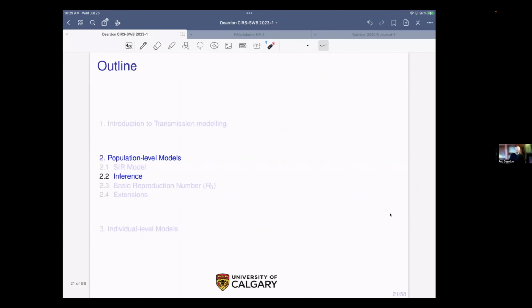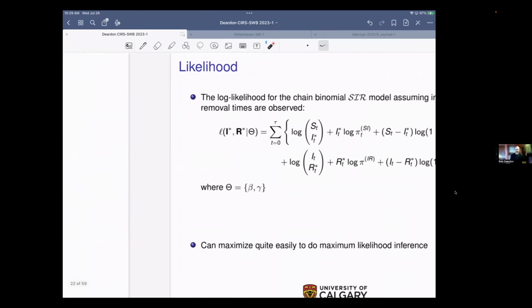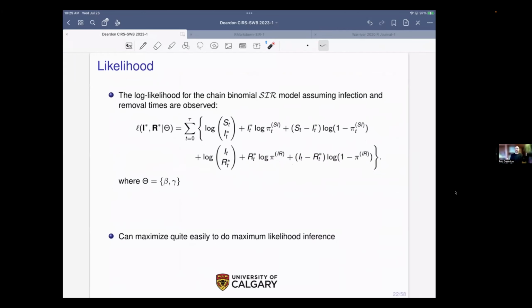All right, so I can see that there's no questions there. I'm just going to talk briefly about inference for this model. Okay. So the likelihood for this model is actually very simple.